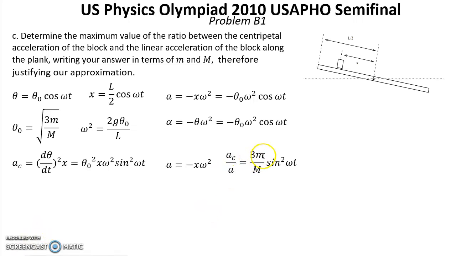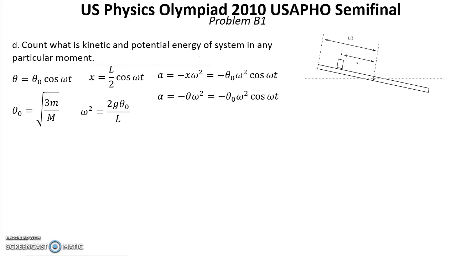That's 3 small m over big M multiplied by sine squared omega t, which is always very small. So that's the answer for question C. Question D. Count what is kinetic and potential energy of the system at any particular moment.